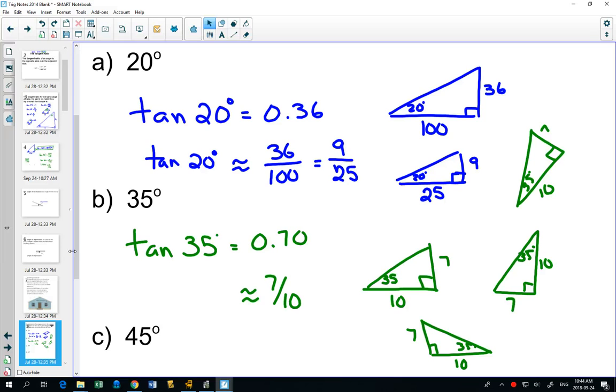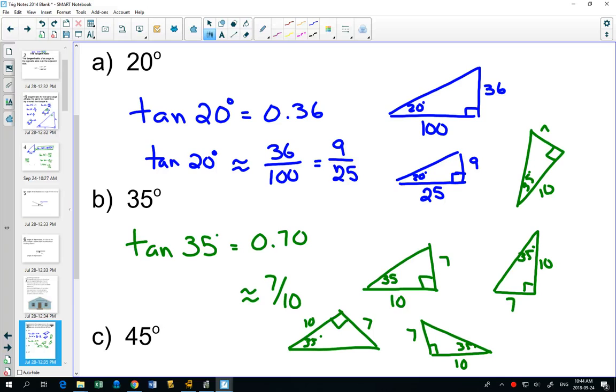So I'm going to draw my triangle that way and put my 90 degrees there. And I'm going to put my 35 degrees here. Where's my opposite side? This is my opposite. This is my adjacent, because this is my hypotenuse.